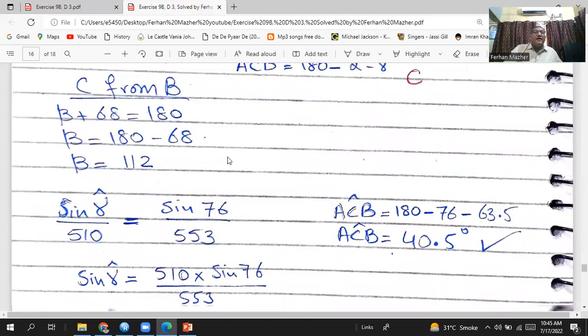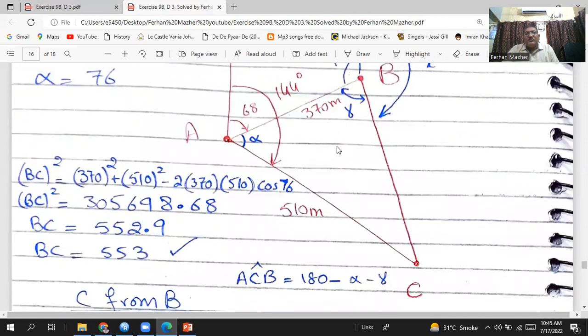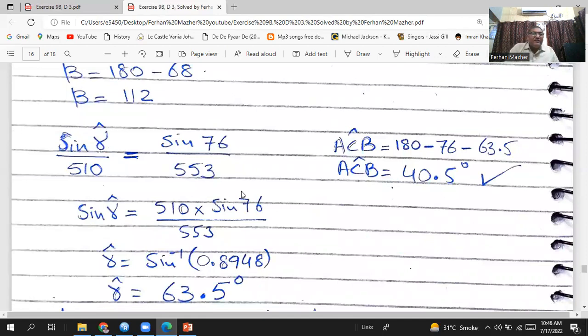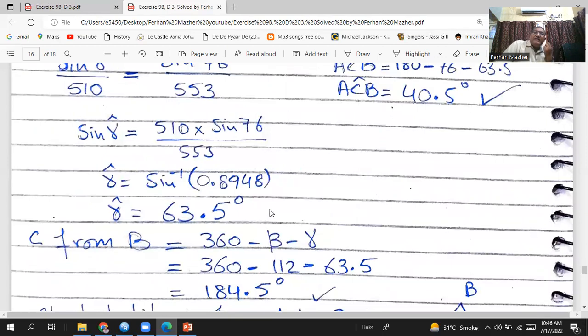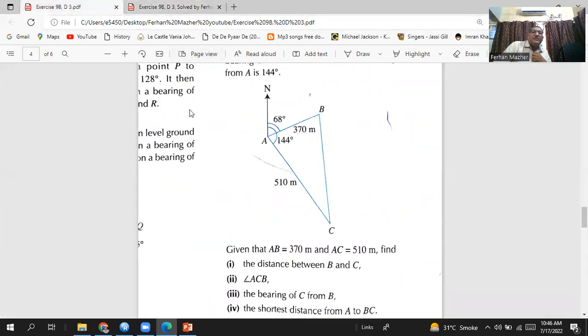Then I will apply the sine rule. I want to know this angle, gamma. So sine of gamma divided by 510 equals sine of alpha divided by BC. That's the law of sine, so we will apply that. So sine of gamma will be 510 multiplied by sine 76 divided by 553. So gamma will be sine inverse of 0.8948, and that will be 63.5. So this angle is 63.5.